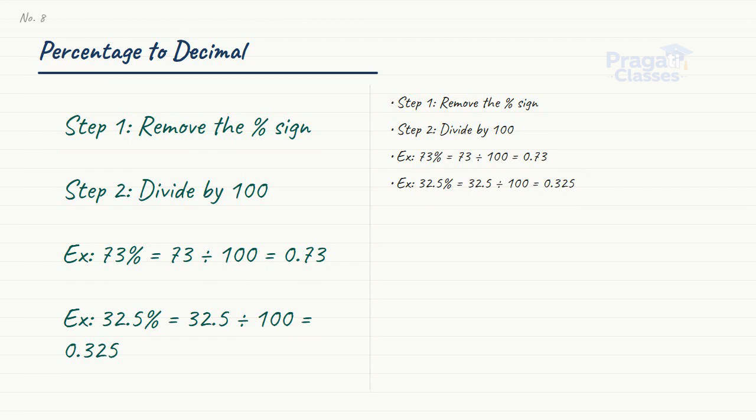For 73%, we take 73 and divide by 100, which gives us 0.73. The decimal point moves 2 places to the left. For 32.5%, we divide 32.5 by 100 to get 0.325. That's it, drop the sign, divide by 100, and you've got a decimal. It's like translating between two languages that say the exact same thing.